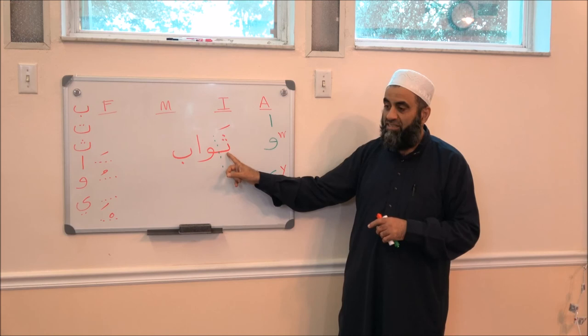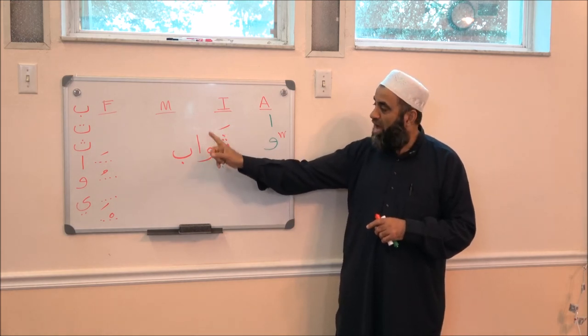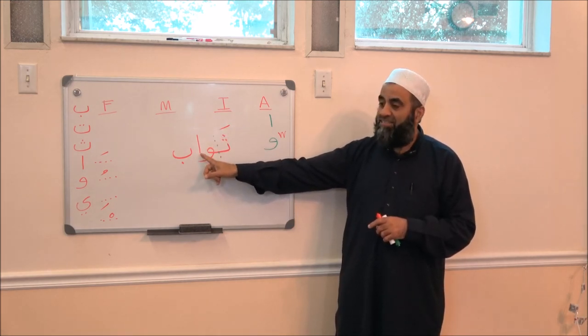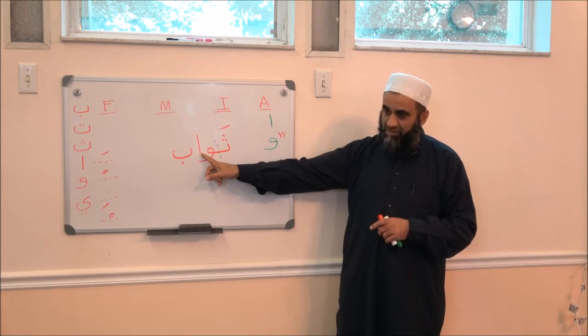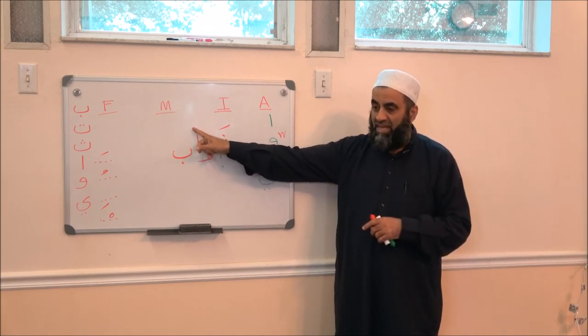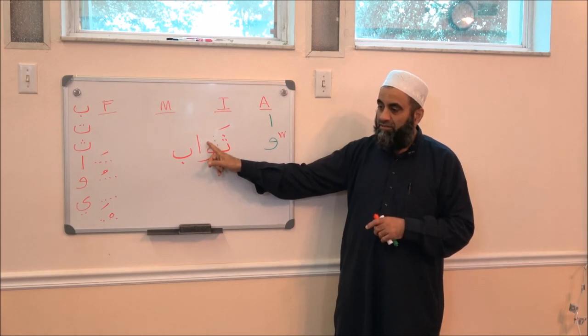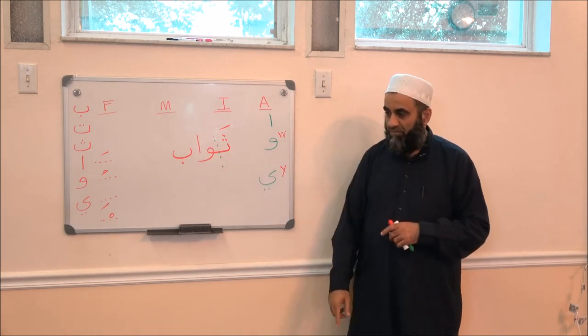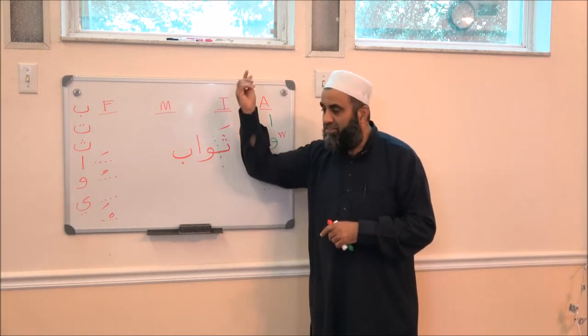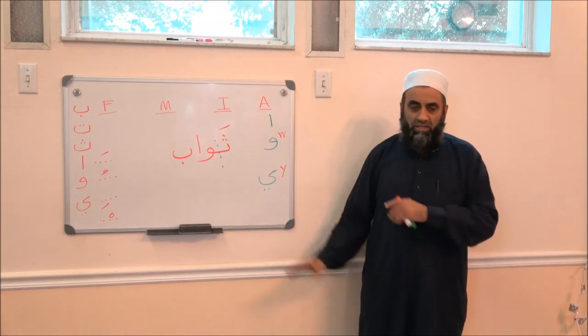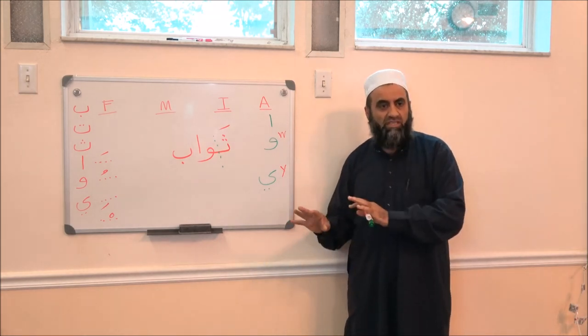So how do I say it? Tha. Wa. Does the A sound long? Yes. Itself by itself, it has sukoon, and the letter before it has its daughter. Wa. Thawa. Thawa. So it's going to sound long. Thawab. Inshallah, I'll explain this with more details later.